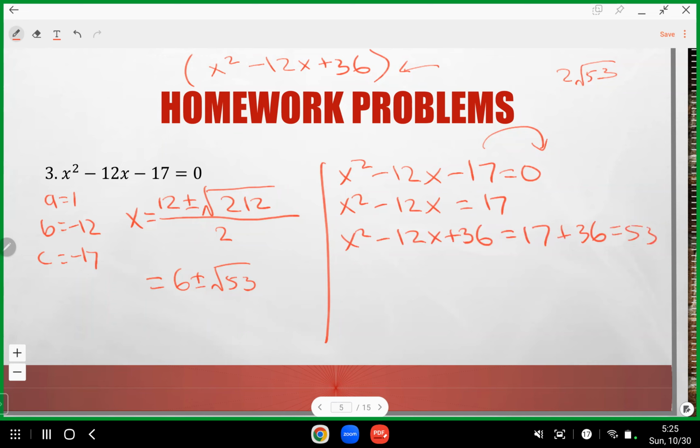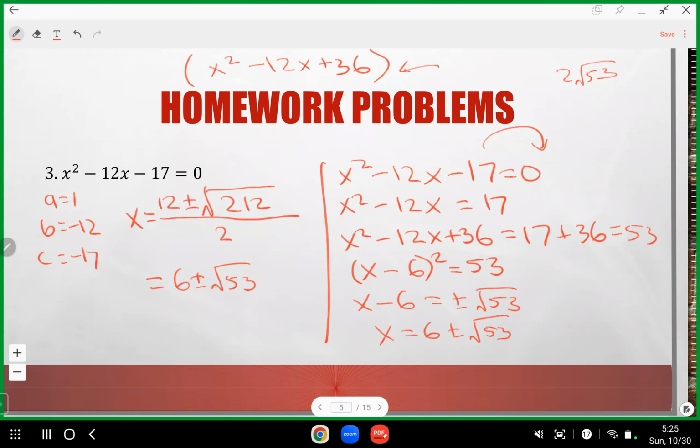Okay, so after you do that, you can see that it's going to be x minus 6 squared is equal to 53. Then what you need to do is take the square root of both sides. X minus 6 is equal to plus or minus the square root of 53. X is equal to 6 plus or minus the square root of 53, and we get the same answer. Very good. So that was the last homework problem.